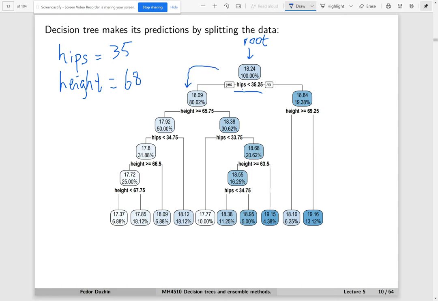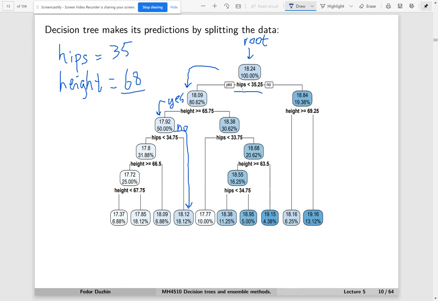So now we look at the height. And our height is 68. So the next node asks whether height is bigger than or equal to 65.75. And our height, 68, is bigger. So the answer is yes. And if the answer is yes, we go to the left. Okay, so the next thing is we look at the hip size again. And the hip size is 35. And the question is whether the hip size is less than 34.75, and the answer is no, right? And since the answer is no, we go to the right.